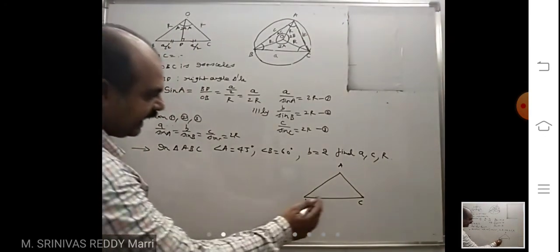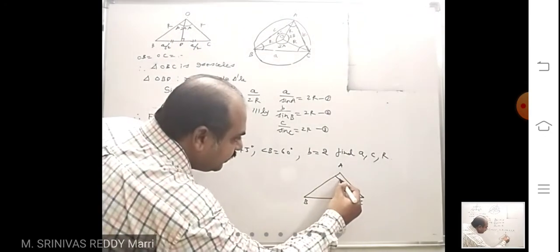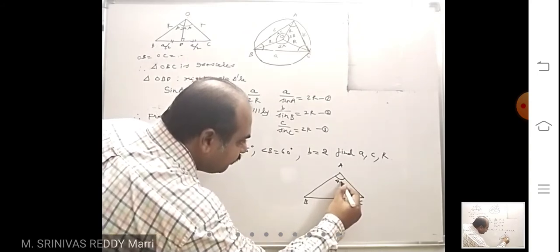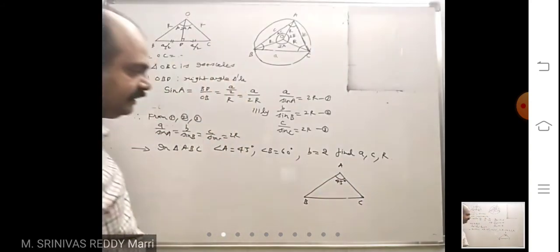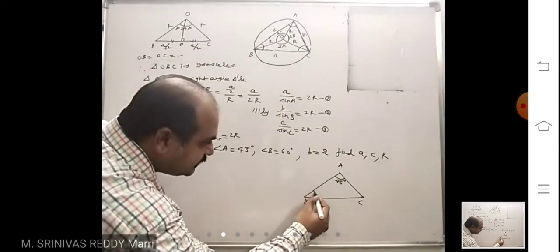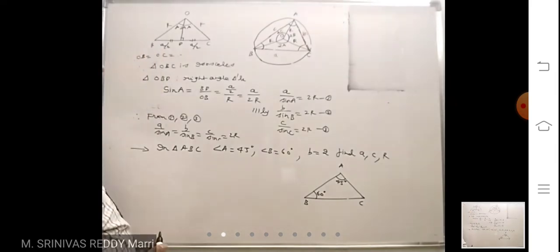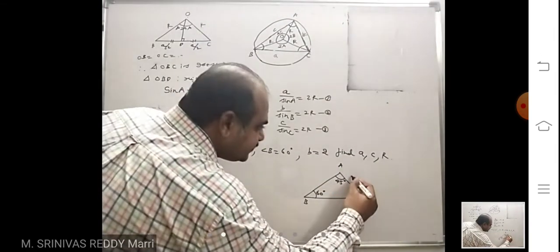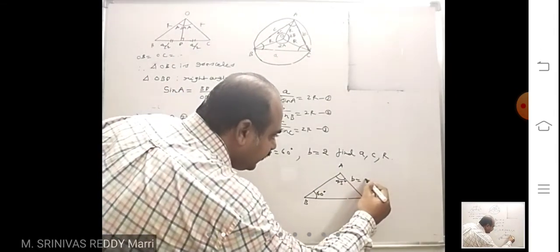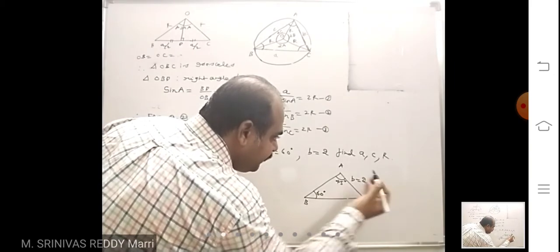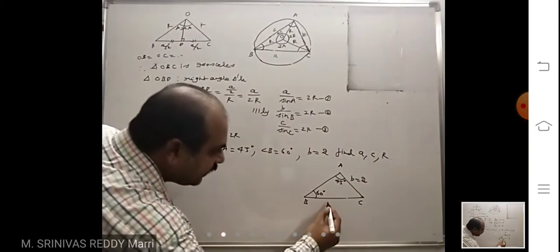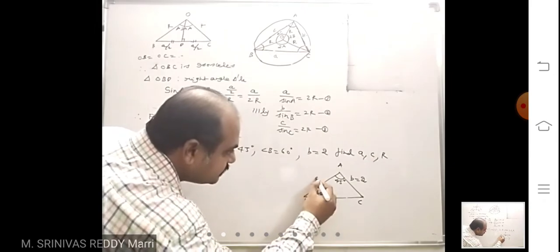Look here, angle A is 45 degrees. Mark whatever is given at the angle. Angle B is given as 60 degrees. So b, with the usual notation, means side CA. What do you have to calculate? This is a, this is c.